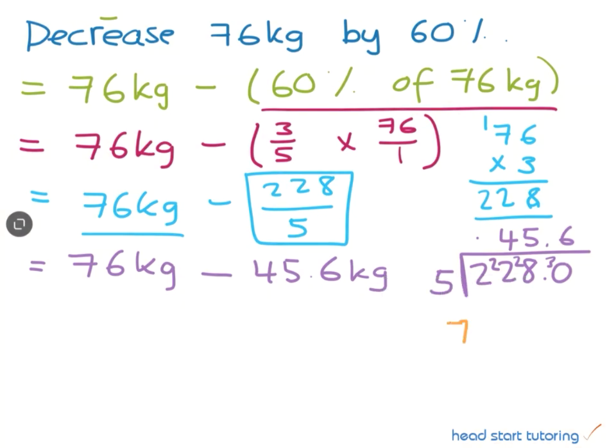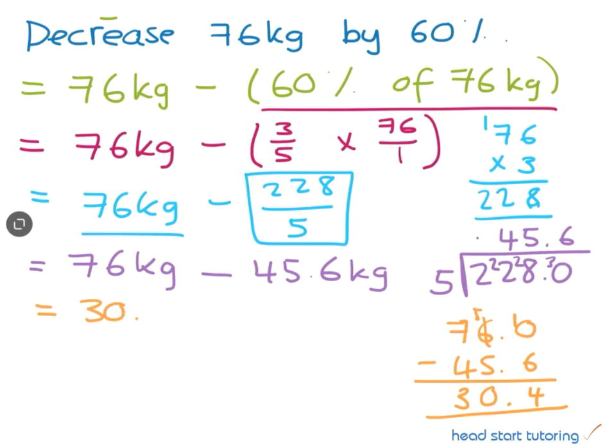So we say 76.0 minus 45.6. 0 minus 6 we cannot do, so we borrow from our 6 to get 5, and we carry our 1 over. And that's 4. We bring down our decimal point. 5 minus 5 is 0, and 7 minus 4 is 3. So we end up with a final answer of 30.4 kgs.